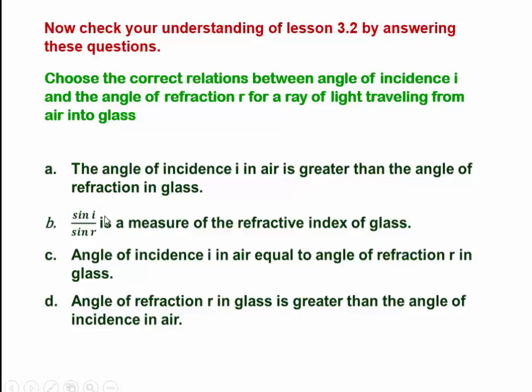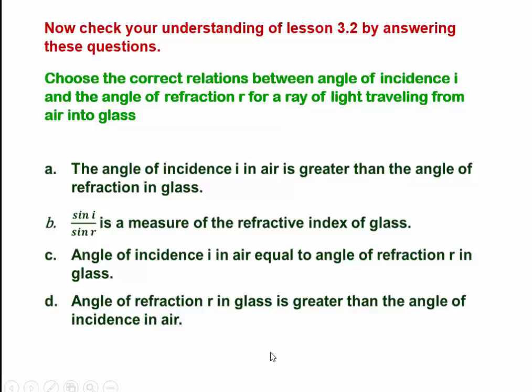What's choice B? Sine of angle I divided by sine of angle R. We did this exercise in lab 10. Is a measure of the refractive index of glass. Is that a true statement? The angle of incidence I in air is greater than the angle of refraction in glass. There can be more than one correct relation here, so check which of these could be considered correct relations.